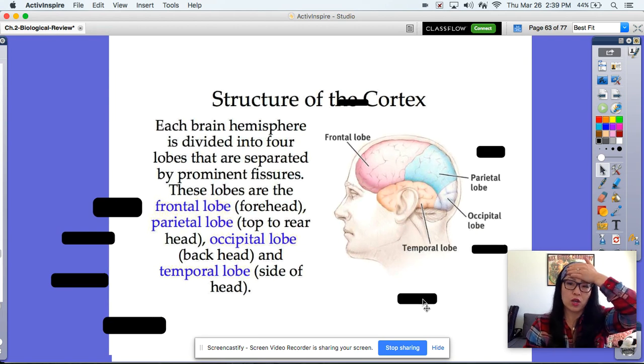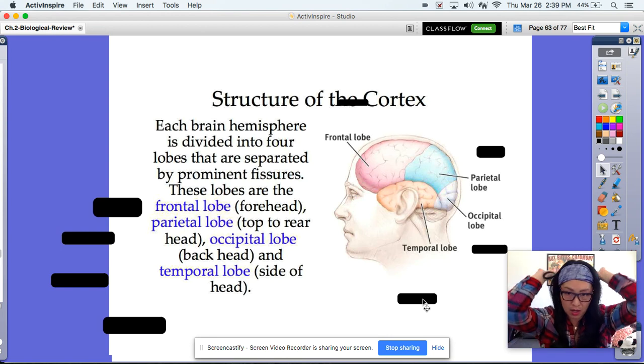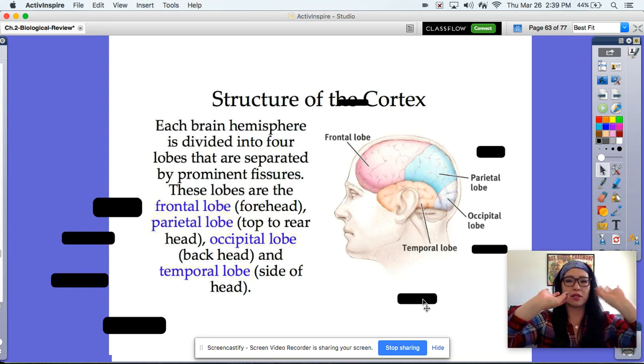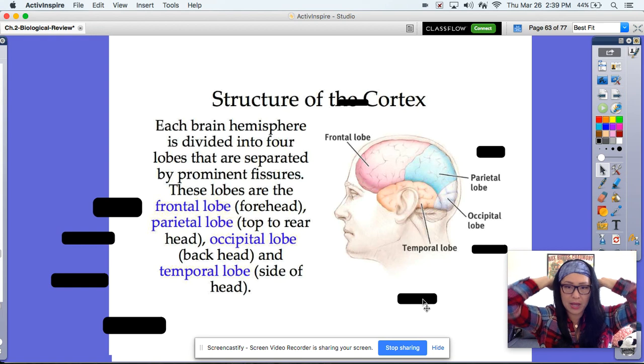Okay, so the frontal lobe is up here. Remember, the parietal lobe is like, ooh, I like to have my hair touched. The temporal lobe is earmuffs, and then the occipital lobe is in the back of our head, so kind of like our eyes in the back of our heads.